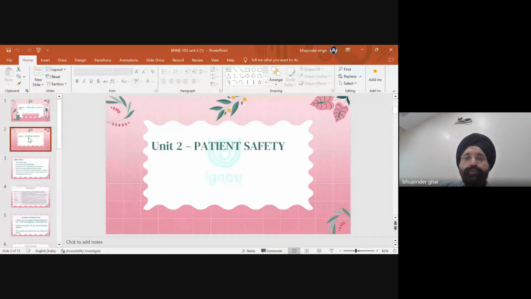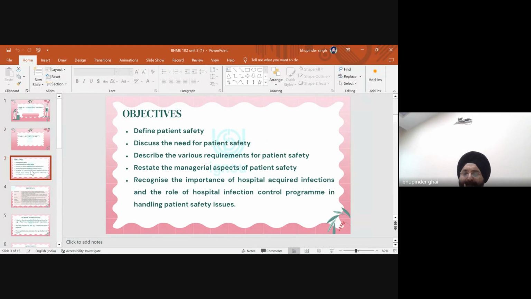Unit 2 is about patient safety. First we were talking about the safety of the worker. Now we'll talk about safety of the patient because that is also very important. This patient safety was not there previously, but in the last 10-15 years, the patient safety subject has also been brought into the purview of healthcare management.